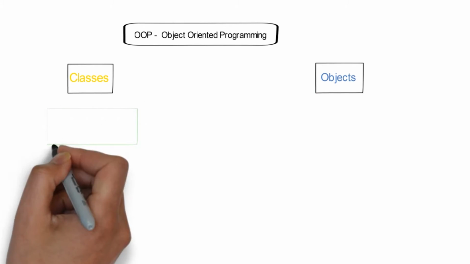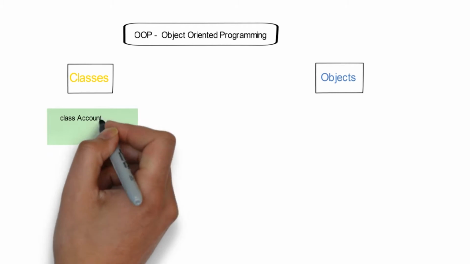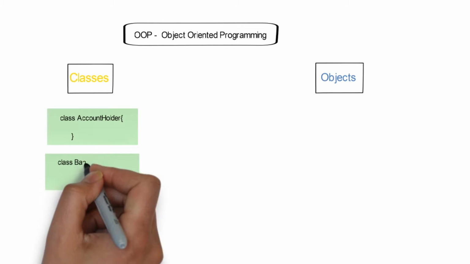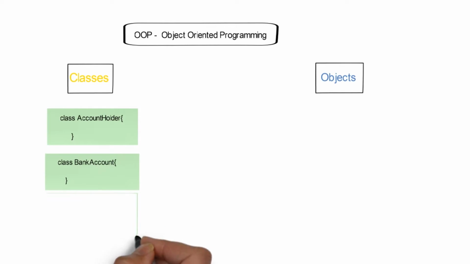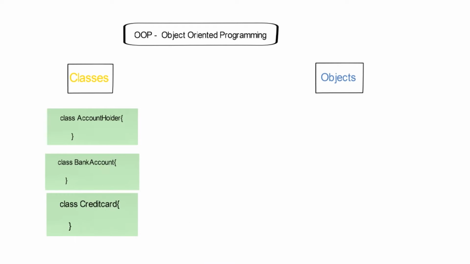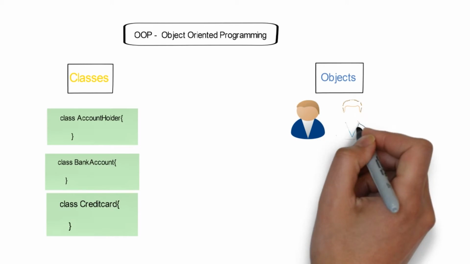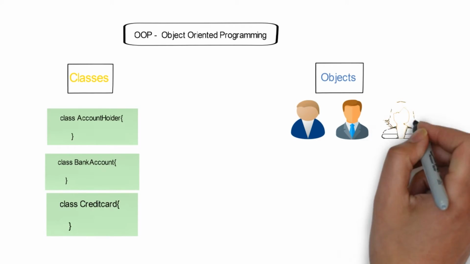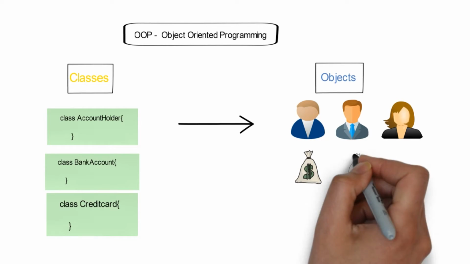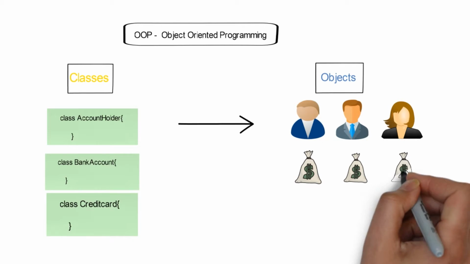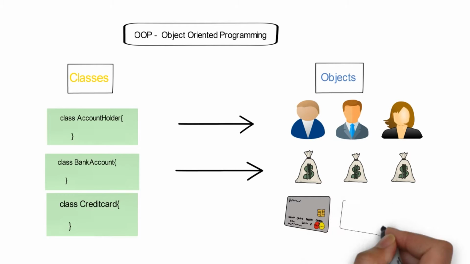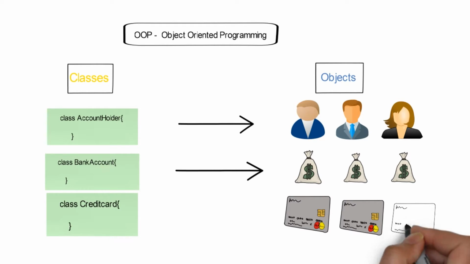Now we have three classes in our scenario: class account holder, class bank account, and the last one, class credit card. By using the bank account class, we can create multiple bank accounts, by using the account holder class, we can create multiple account holders, and by using the credit card class, we can create multiple credit cards.